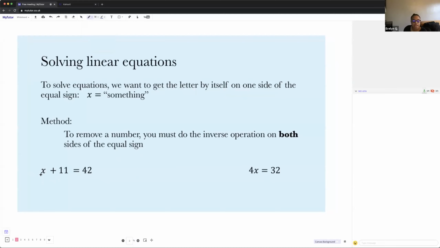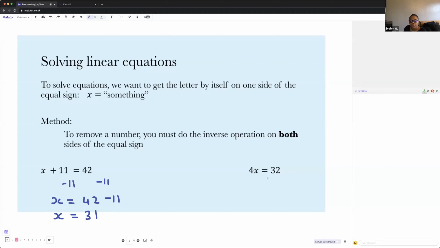Looking at the one on the bottom left, we've got x plus 11 equals 42. I want to get x by itself. x is on the left hand side, but so is 11, so I need to get rid of that 11. Because I'm adding 11, I need to do the opposite, which is subtract 11, and I have to do it on both sides. So x equals 42 minus 11, which gives 31. So x equals 31.